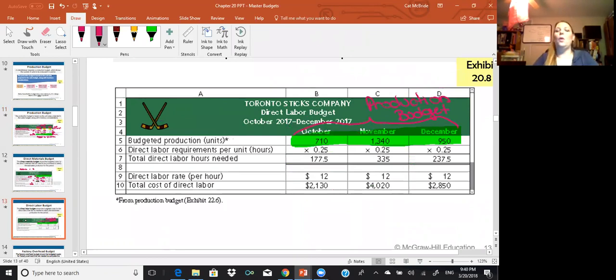And this part's easy. All we have to do is say, well, if we're going to make a total of 710 units, each unit takes 15 minutes, I need 177.5 hours of labor. My labor rate is $12 an hour, so I'm going to spend X amount of dollars each month.